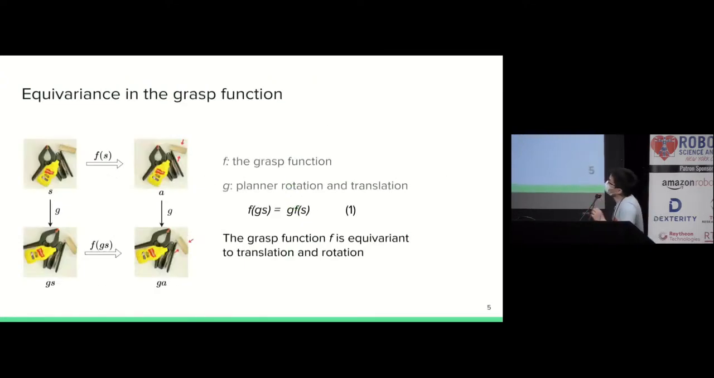So the core discovery is that we found the grasp function is equivariant. Let's take image S for an example. Through grasp function f, we obtain a grasp pose A. Now, if I randomly translate or rotate the image S by g, the grasp pose will be translated and rotated correspondingly. This indicates that the grasp function is equivariant to translation and rotation, as denoted by equation 1.